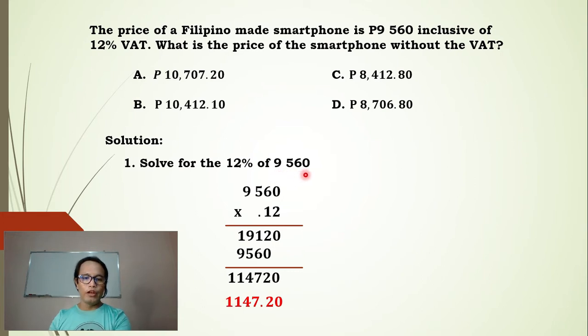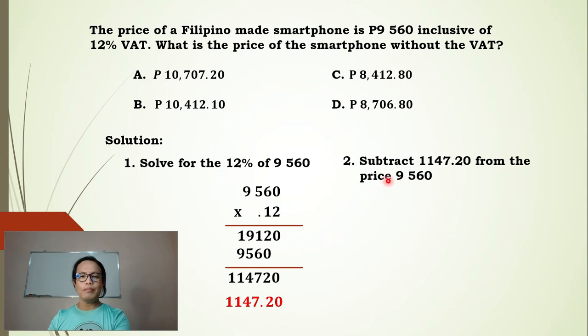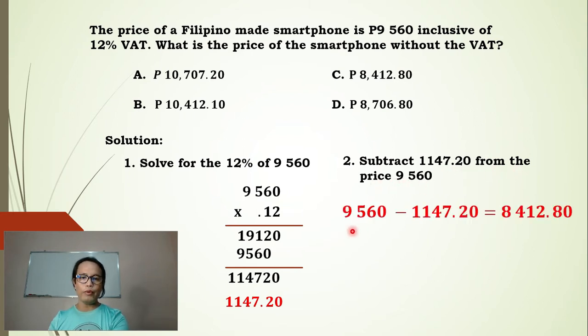9,560. So next is to subtract the 12%, which is 1,147.20 from the price 9,560. So therefore, we will have 9,560 minus 1,147.20. This is equal to 8,412.80 pesos. So this is now the price of the smartphone without the 12% value added tax. So our correct answer is letter C.